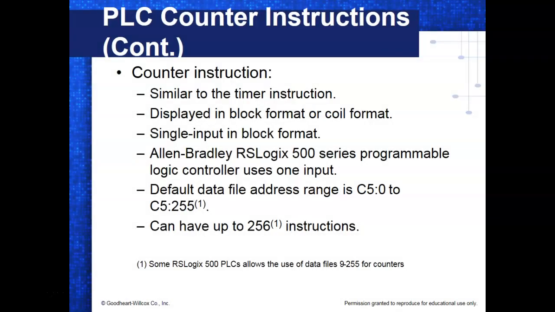Counters. What 2 types of counters do we have? Up and down, right? Up counters are easy to understand in Allen Bradley. Down counters are weird. So by default, what's the default data file for counters? C5, right? But we could add more. Everybody understand that now?